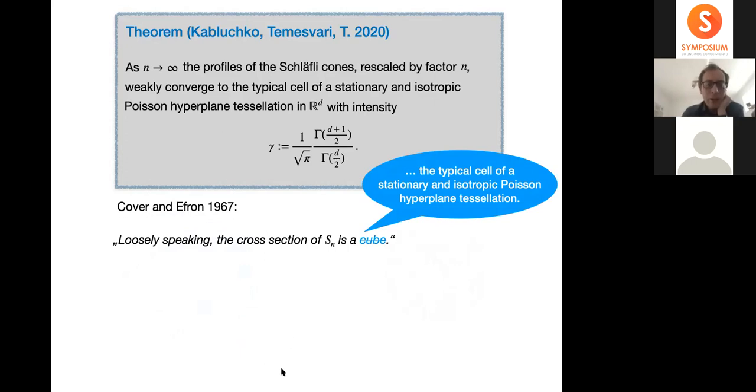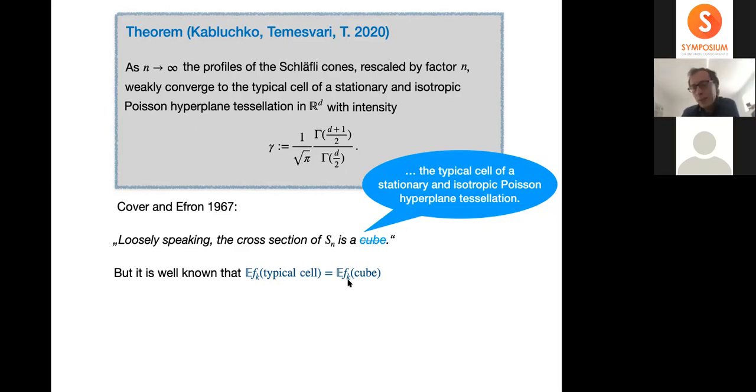But there was a point in their statement, because what they said here is true if you look at the expected number of k-dimensional faces of these cross sections, where they showed that they converge to the number of k-dimensional faces of the cube. But how to explain this? Well, this is very easy, because it's been well known for a long time that the expected number of k-dimensional faces of the typical cell is exactly the number of k-dimensional faces of the cube.